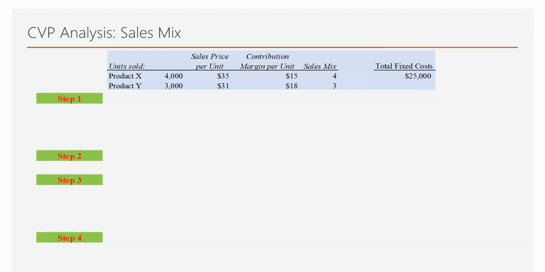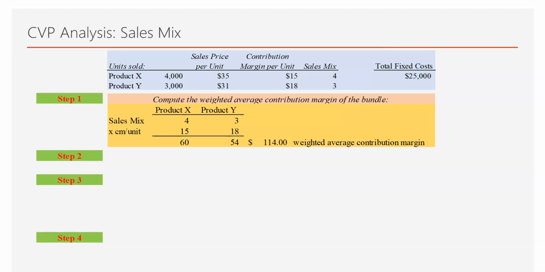So now let's take a look at step 1, compute the weighted average contribution margin of the bundle. So what am I going to do? I'm going to look at product X and product Y, and take their proportion of sales in the bundle. For every 4 product X's, we sell 3 product Y's. So I'm going to multiply their respective sales mix by the contribution margin per unit for each product.